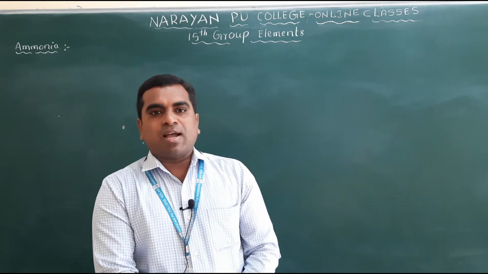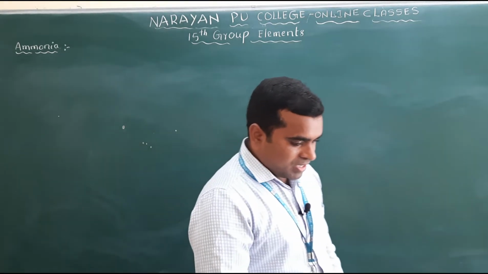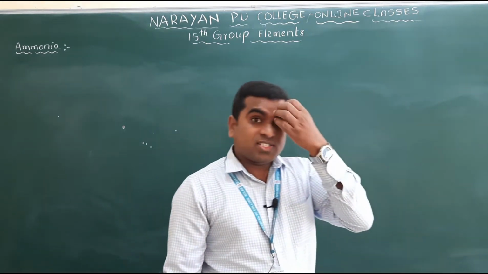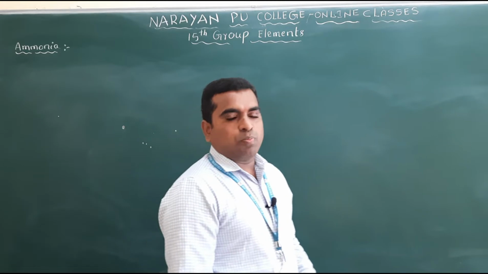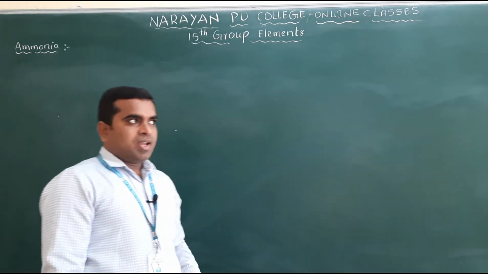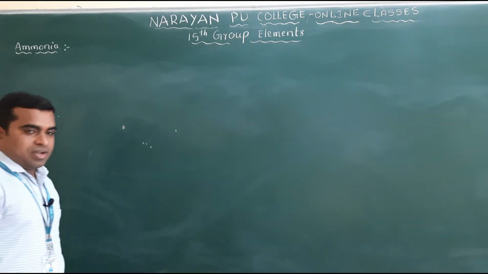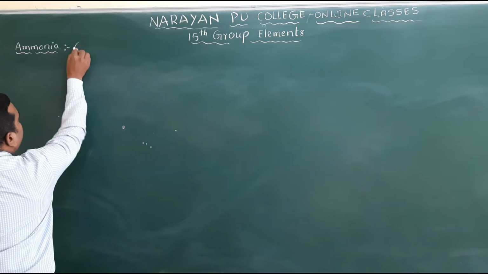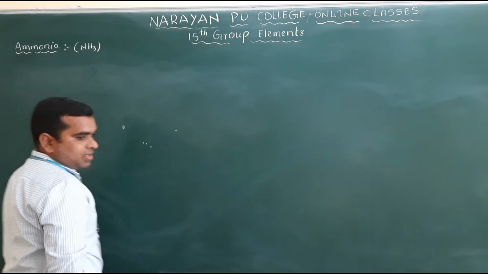So we are discussing the P block, the 15th group elements. In the last video we discussed dinitrogen, N2: its preparation, physical properties, chemical properties and uses. The next concept is ammonia. What is the formula of ammonia? Ammonia formula is NH3. Clear?